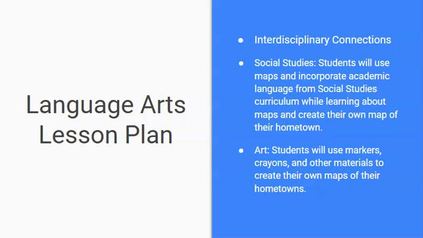This lesson plan is interdisciplinary, connected with social studies. In this lesson plan, students will use maps and incorporate academic language from the social studies curriculum while learning about maps and creating their own map of their hometown. This lesson plan also connects with arts because students will use markers, crayons, and other materials to create their own maps of their hometowns.